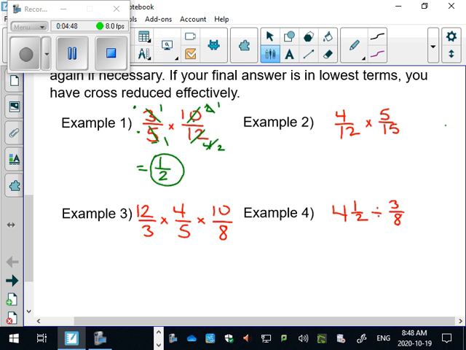Again, you're looking for common factors. They may be right above each other. They may be across diagonally, but never numerator to numerator. It always has to be one numerator and one denominator.